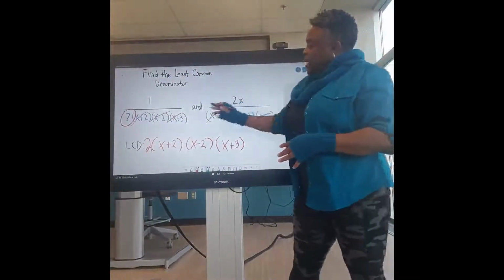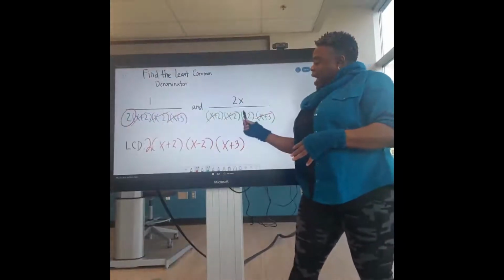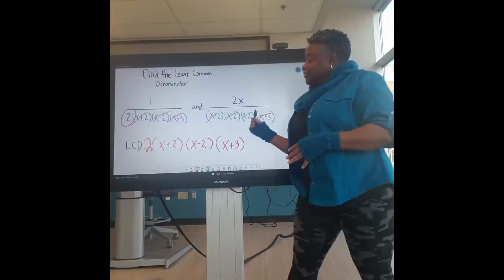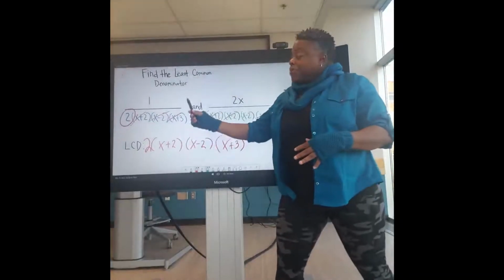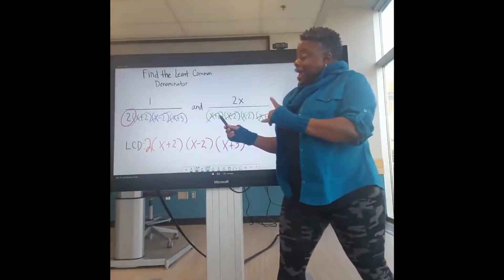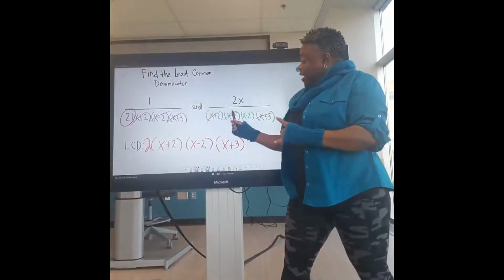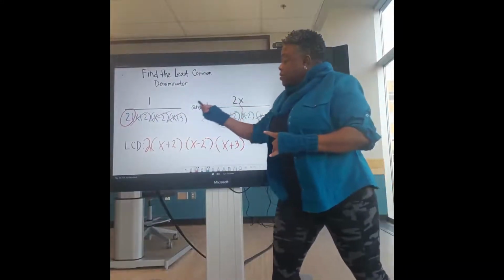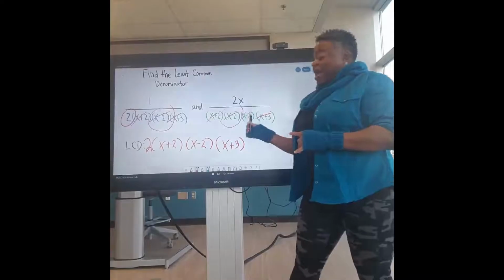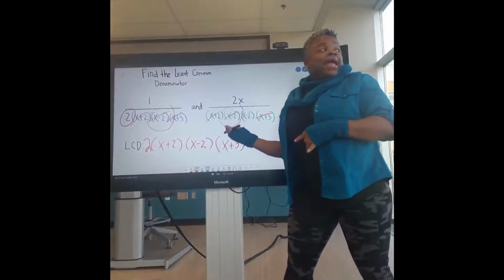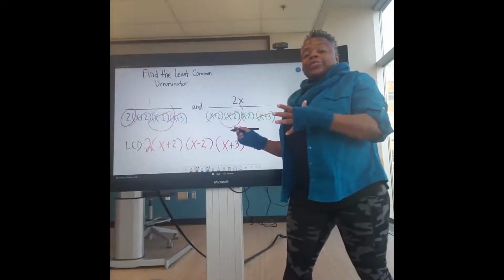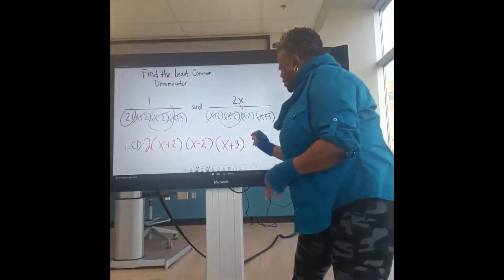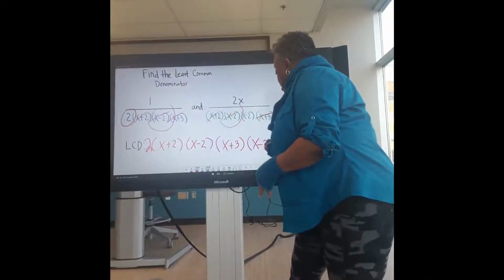And then when I go back, I have an x minus 2 that didn't match up with the x minus 2 in the first one. I did have one x minus 2 that did match up, but then I have an extra one in the second one, and that x minus 2 needs to be included in your LCD, so I tack that on at the end.